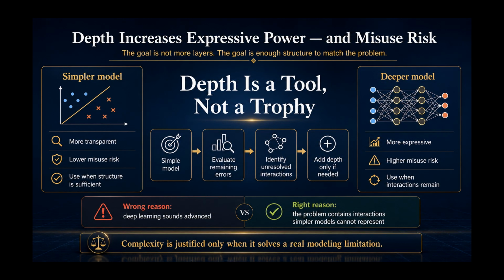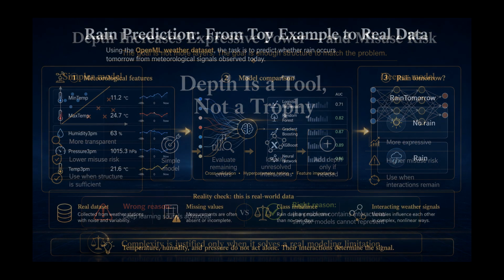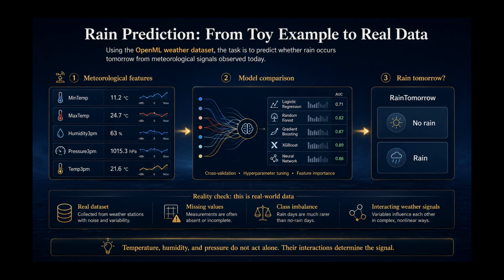Depth makes a model more expressive. It also makes the model easier to misuse. The goal is not to add layers because deep learning sounds advanced. The goal is to add layers only when the problem contains interactions that simpler models cannot represent. A rain prediction example gives the direct comparison this video needs.